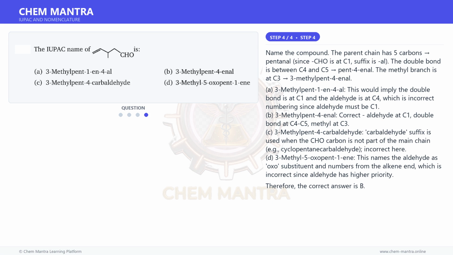Option C: 3-methylpent-4-carbaldehyde. Carbaldehyde suffix is used when the CHO carbon is not part of the main chain. Example: cyclopentanecarbaldehyde. Incorrect here.